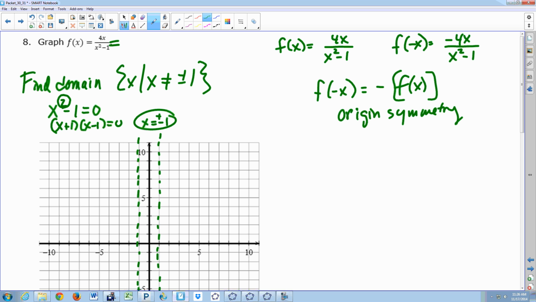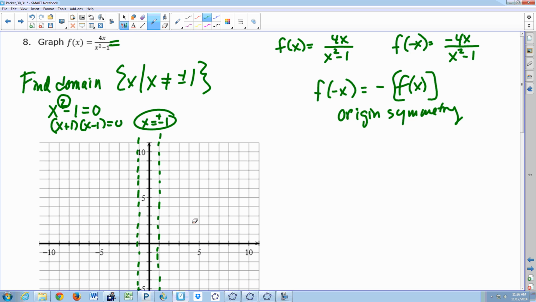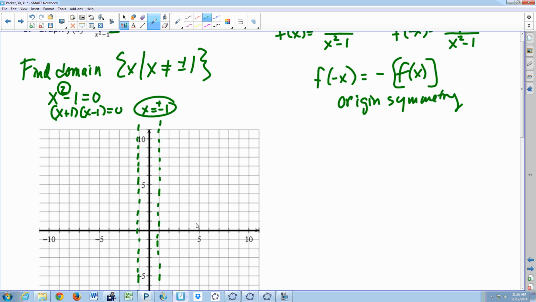Again, once I get the graph from 0 to the right or 0 to the left, then I just have to do a reflection twice. That's how you get origin symmetry. All right. So what do I have to do? Are you just putting negative x for x? Yep. But in the top half.